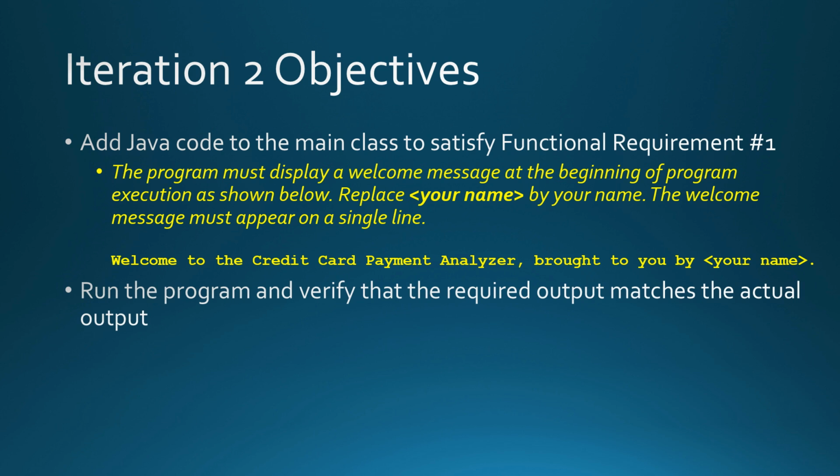The second thing we're going to do is we need to ensure that the program works properly. So we're going to run the program and verify that the required output, that is the content of our welcome message, matches the actual output. Let's go now to our Java program.